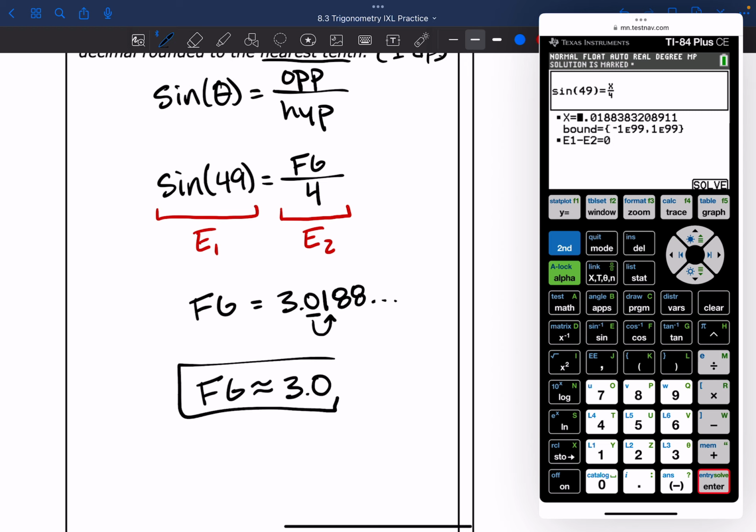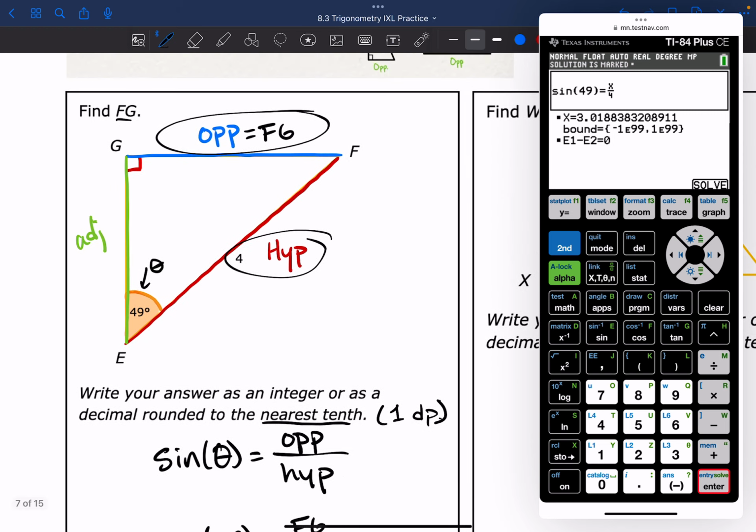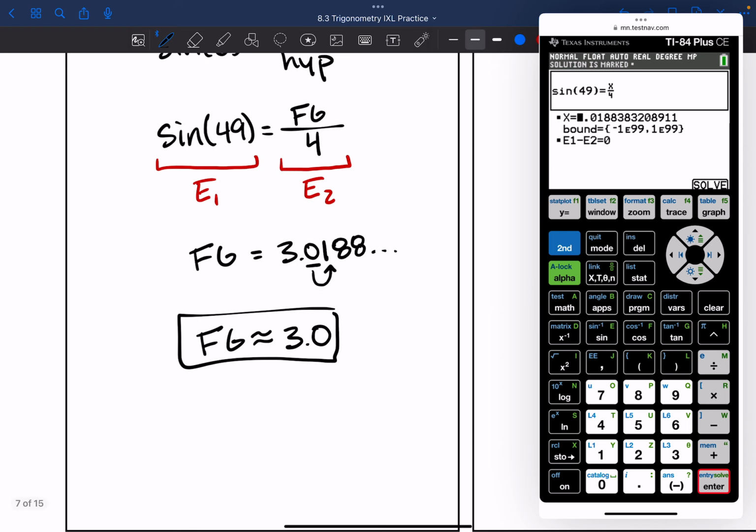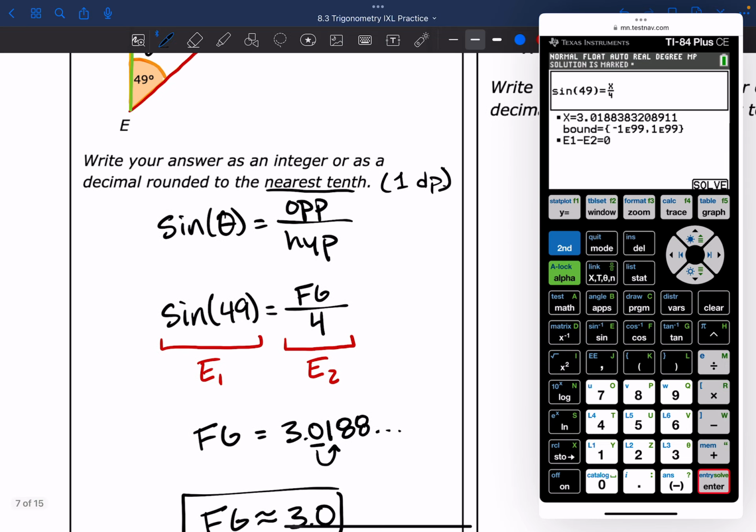So the length for FG is just 3. And that kind of makes sense. It should be less than 4. So we're good. So you would just enter 3.0 into IXL. Let's take a look at another example.